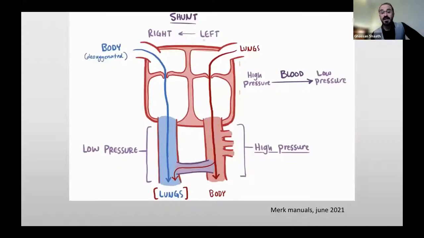So a little reminder: all chambers that receive excessive volume during diastole, like the left atrium or left ventricle, would subsequently dilate due to volume overload on the left side of the heart. And that's what we mean by left side heart failure.